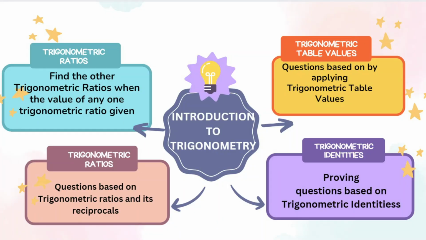Learn to find the value of a and b when sin a plus b equal to 1 by 2, cos a plus b equal to 1 by 2. These kinds of values are given. Proving questions based on trigonometric ratios and identities. Learn all the textbook questions and examples. You have to be thorough with the values of trigonometric table.